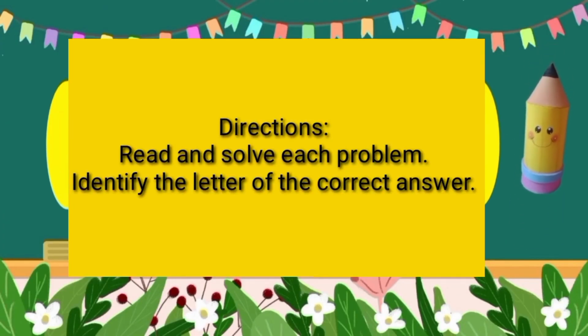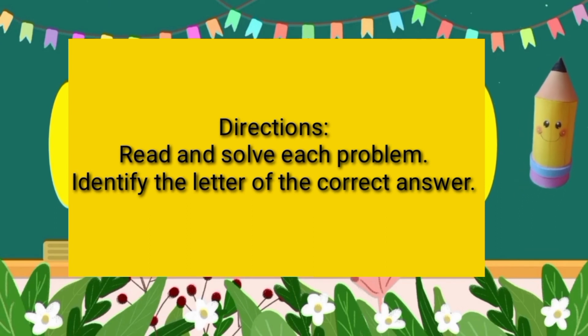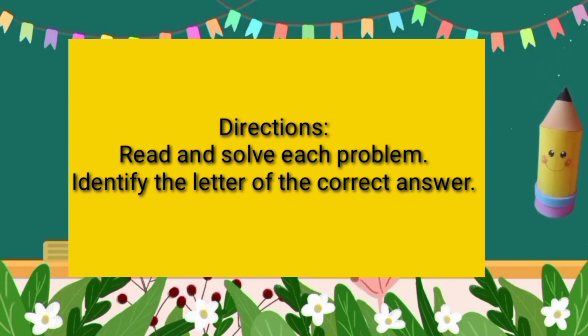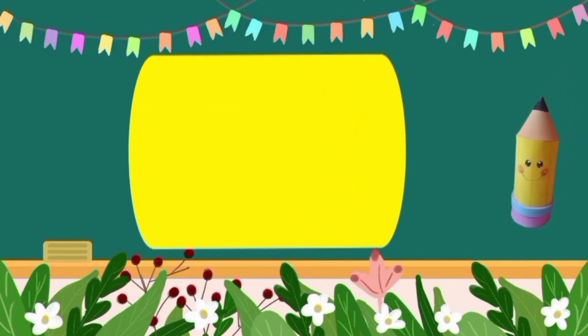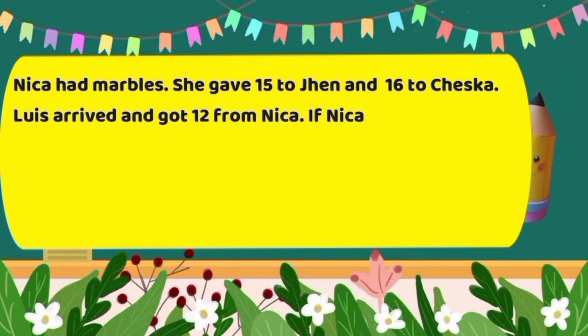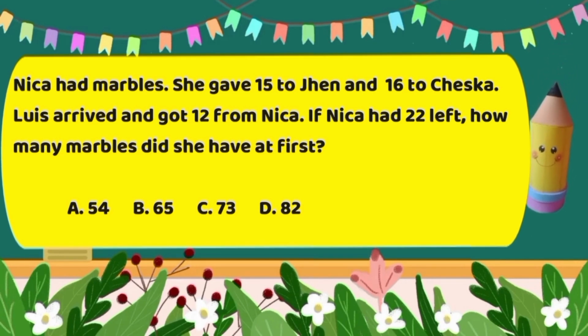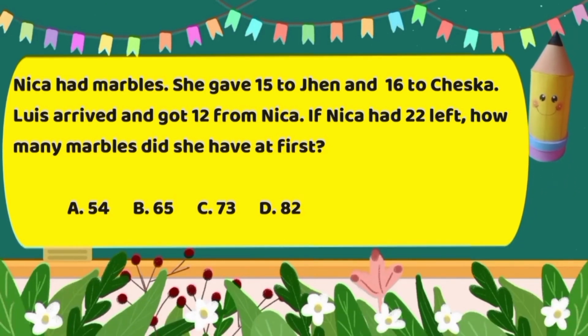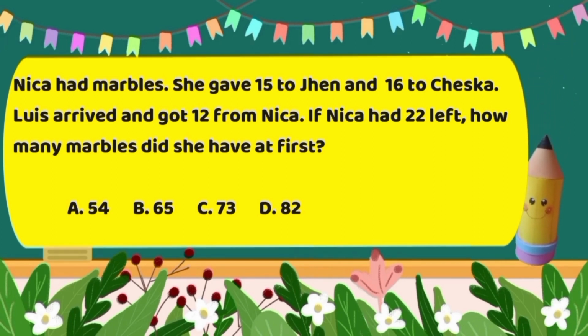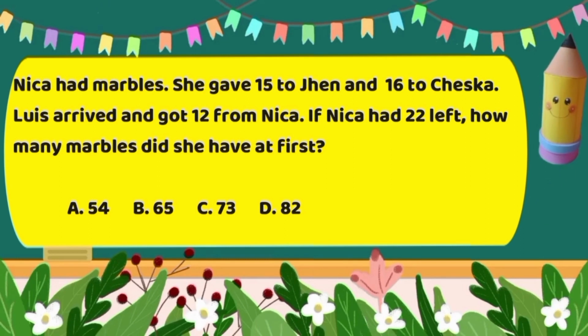This time, let us answer activity 2 in your learning modules. Read and solve each problem. Identify the letter of the correct answer. For the first problem, we have: Nika had marbles. She gave 15 to Jen and 16 to Cheska. Luis arrived and got 12 from Nika. If Nika had 22 left, how many marbles did she have at first? A. 54, B. 65, C. 73, D. 82.